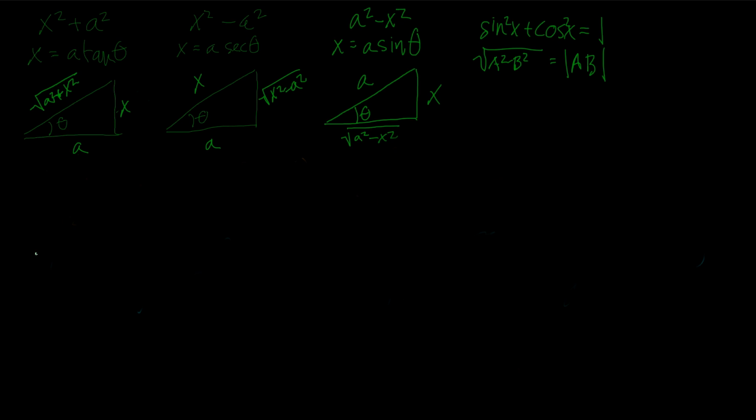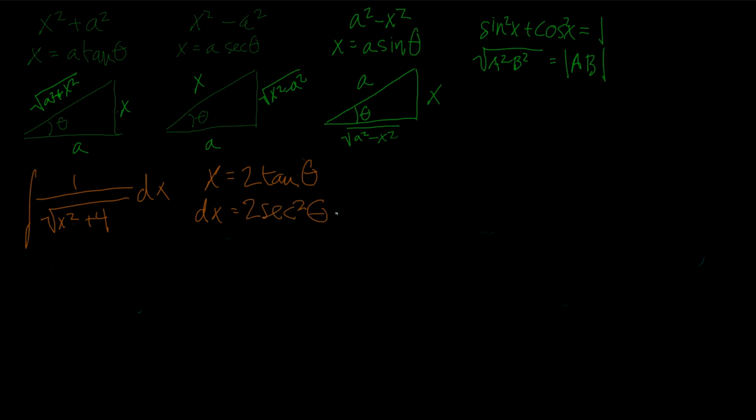Now let's do an example involving tangent. We know that this one involves tangent because it takes the form of x squared plus a squared. Our a squared here is just 2 squared, because 2 squared is 4. And so we can do a substitution of x equals, remember our a is 2, 2 times tangent theta, which makes our dx equal to 2 secant squared theta d theta. This is just a standard derivative that you should know.